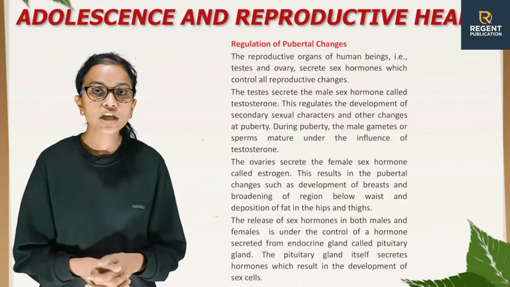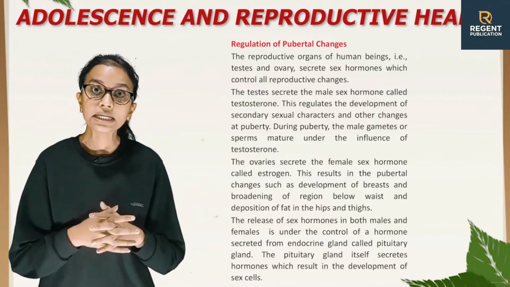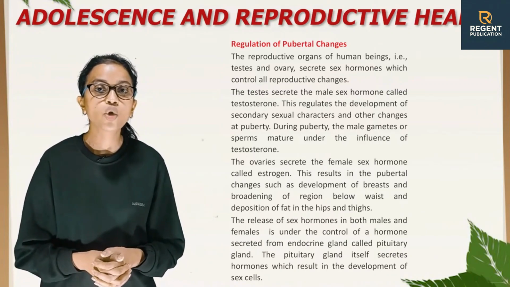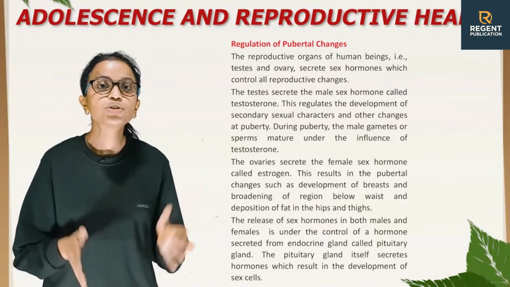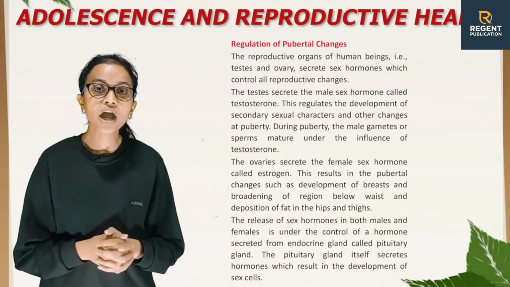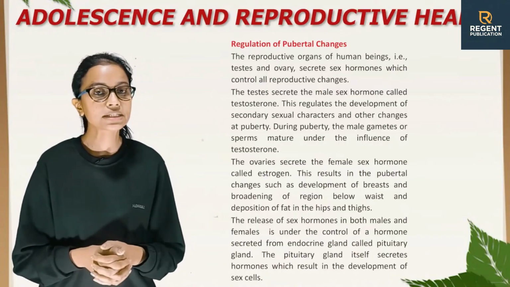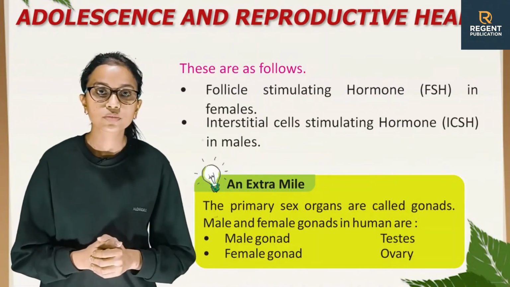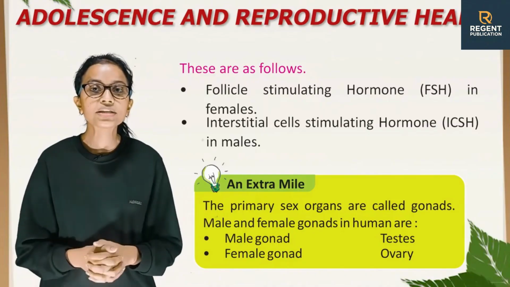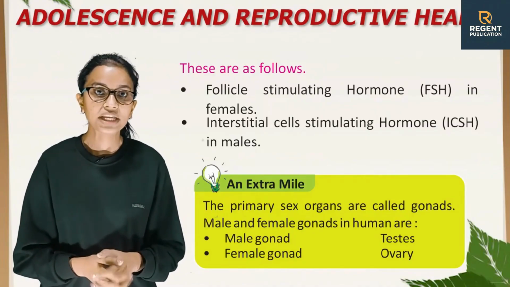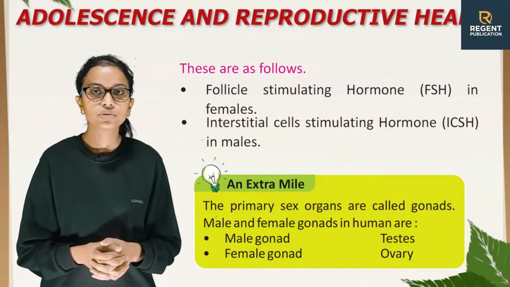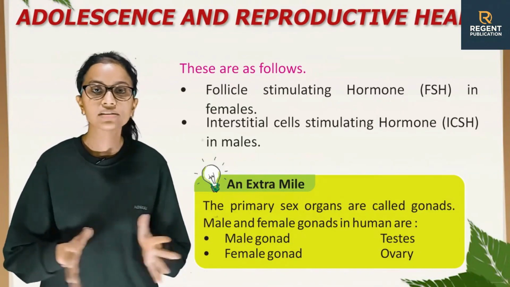The release of sex hormones in both males and females is under the control of a hormone secreted from an endocrine gland called the pituitary gland. The pituitary gland itself secretes hormones which result in the development of sex cells. These are as follows: follicle stimulating hormone, FSH, in females, and interstitial cell stimulating hormone, that is ICSH, in males.